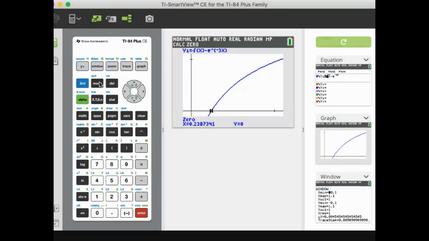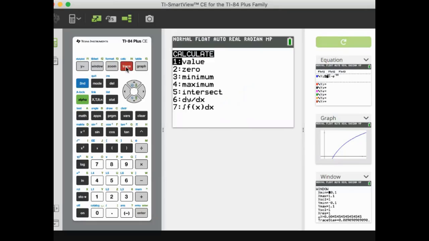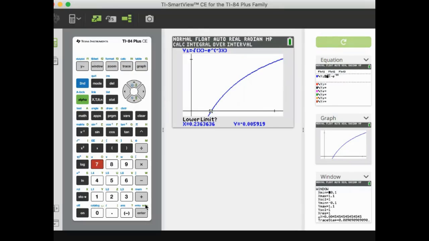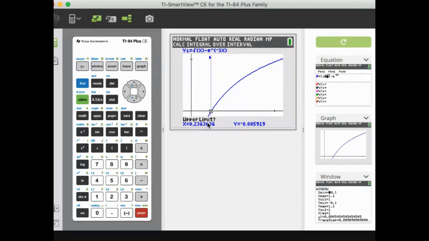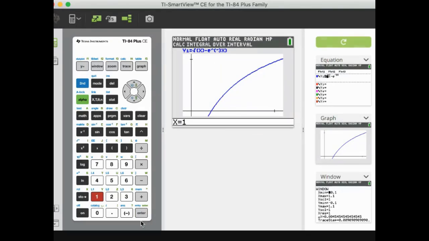And so now, all I have to do is calculate the area under the curve. I'm going to calculate the area under the curve from here. I'm just going to press enter, because once you're there, you could actually press enter. It's already in your x value. I want to go to 1.